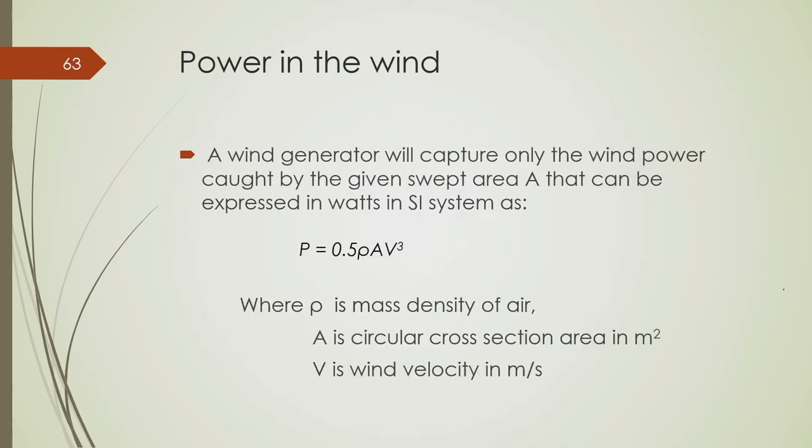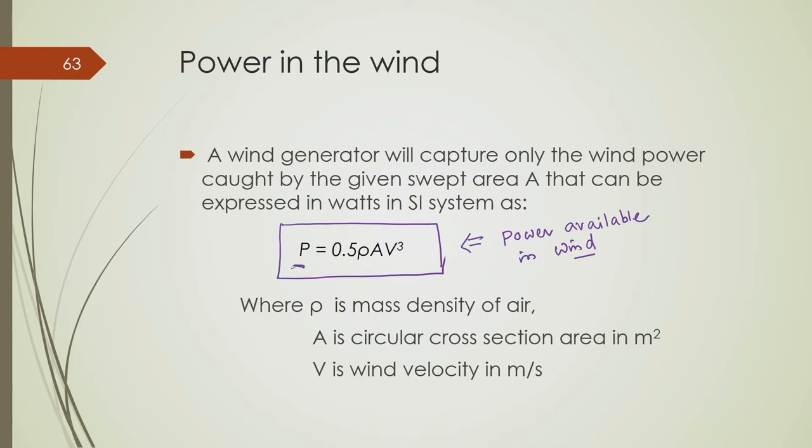Now, this is the expression for power available in wind, but this is not the expression for how much power we are getting from the wind turbine. Now, what is actually this for? So, if you consider that power available in wind is P in watt or kilowatt, this depends upon a variable rho, where rho is the mass density of air. So, it is proportional to rho.